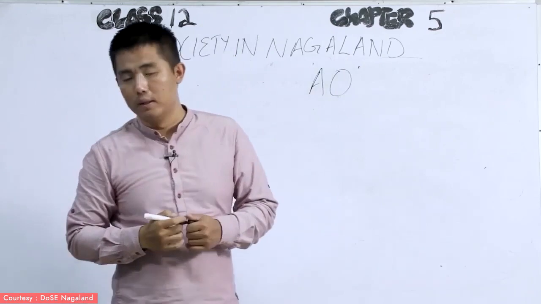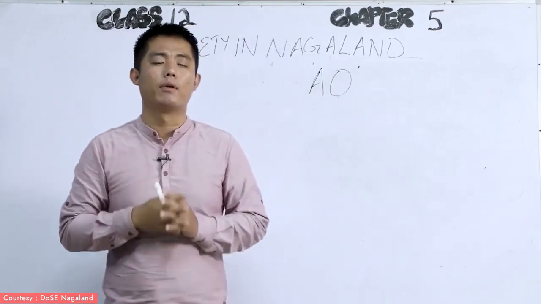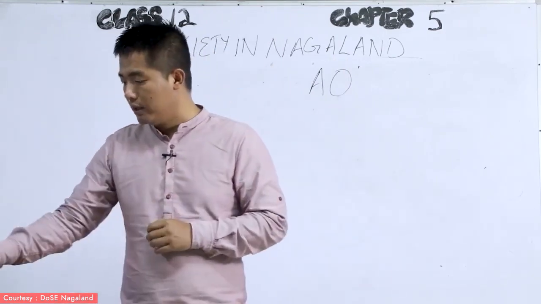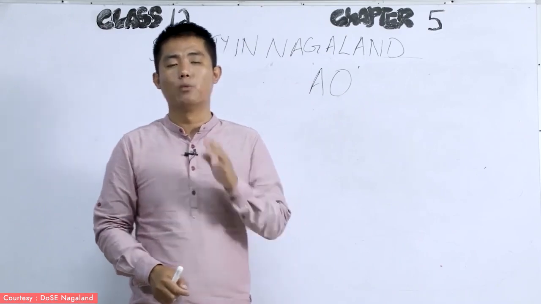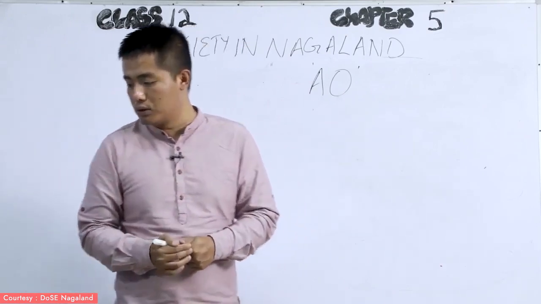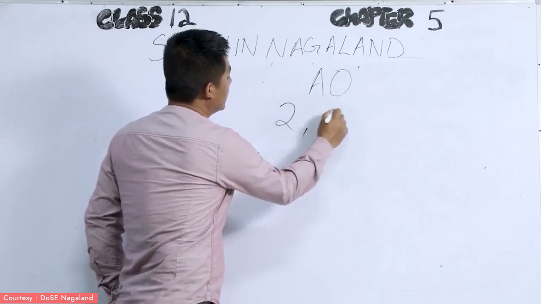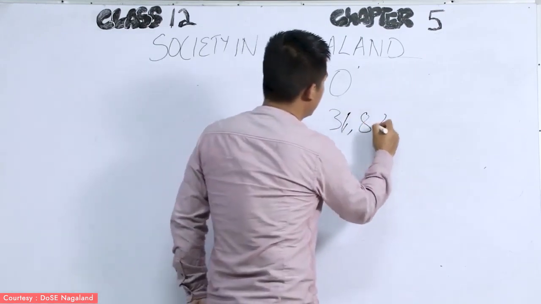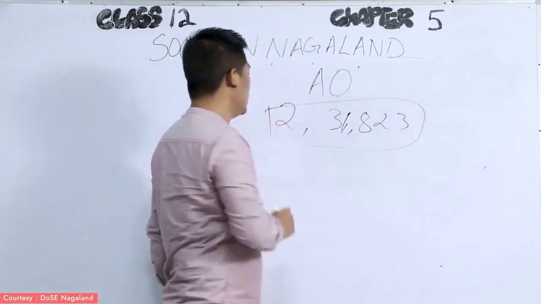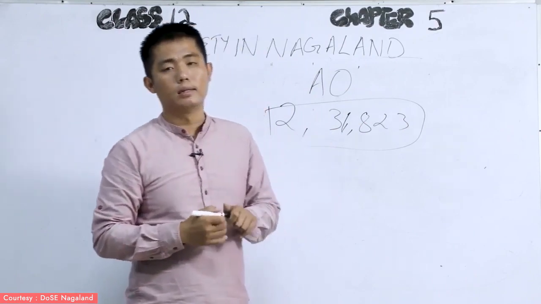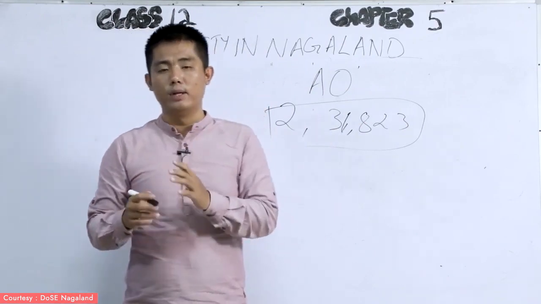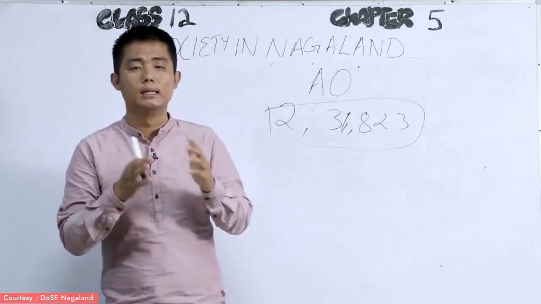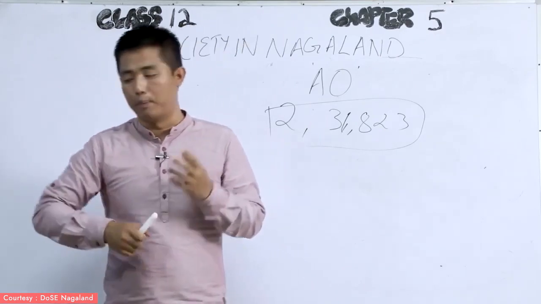Now, the next group of people are called the Aos. This group of people basically reside in the district of Mokokchung. According to the census of 2001, the population of the Aos was around 2,31,823. So kindly flip to page number 60. In the first paragraph, you will find those points. You may kindly underline those important points as well.